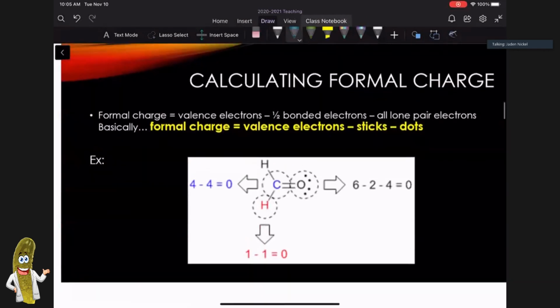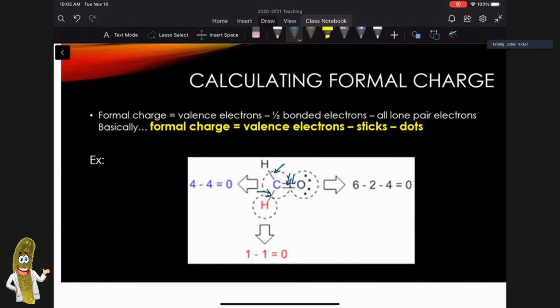So, in terms of how you calculate formal charge, you're going to use this formula, which is valence electrons minus sticks minus dots. And so, when we're looking at the example down below here, if we look specifically at carbon in blue, you can see that there's one, two, three, four bonds around it. And you would then go to the periodic table, say, okay, I know carbon has a valence number of 4, and then you would be able to determine that 4 minus 4 is 0.